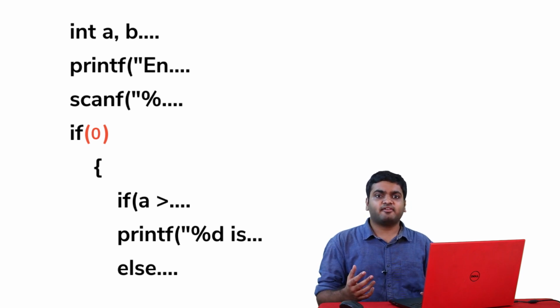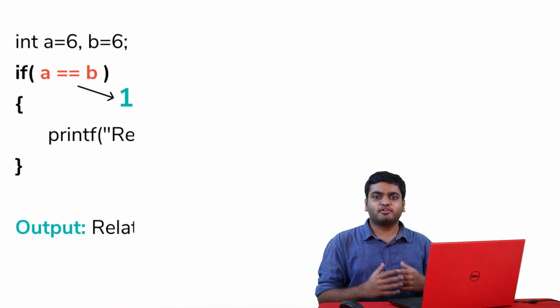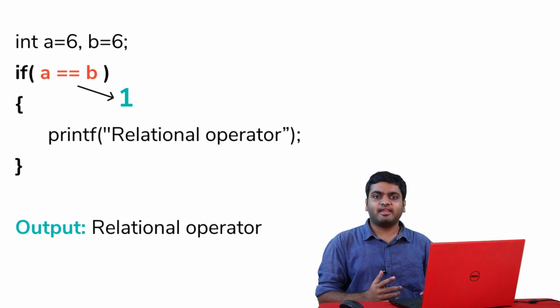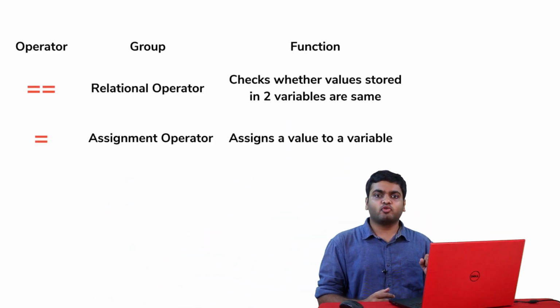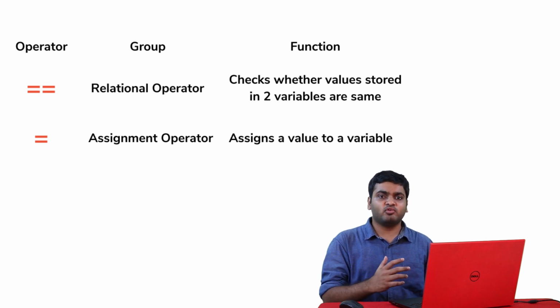Similarly, to check whether the values stored in two variables are equal, we use the double equal to sign. If A equals 6 and B equals 6, then A double equal to B will be 1. Notice that we have used two equal to symbols. A single equal to belongs to the group of assignment operators, whereas double equal to, along with greater than equal to or less than equal to, belongs to the group of relational operators. So to summarize, we use relational operators to write the statements whose output is either true or false. We use these statements as conditions in the if statement.